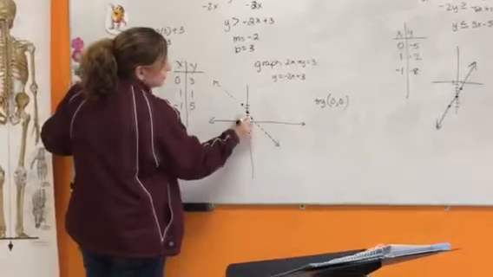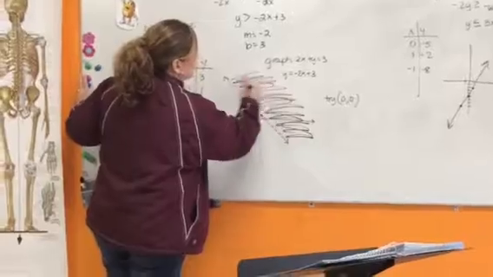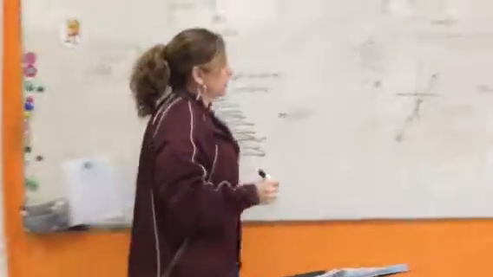So that means 0, 0 is not on the graph. The graph is shaded this way. So that's how you graph inequalities. You shade in one side or the other. Again, it's the dotted line.